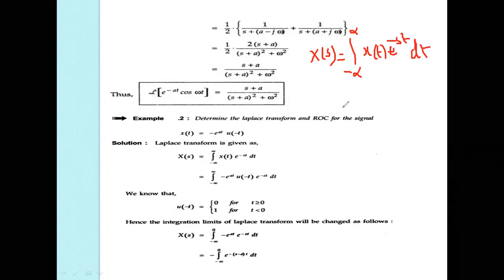Now, in this example, you have to find the Laplace transformation of the given signal x of t, which is equal to the integral from minus infinity to infinity of minus e power at mu of minus t into e power minus st dt. Got it?